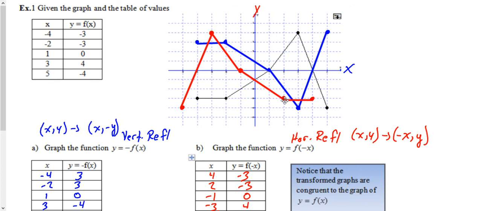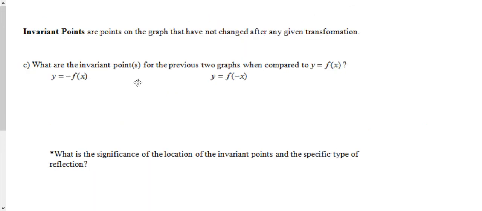Let's take a look at the original versus our horizontal reflection here in red. Do we have any dots that match up? Yes, we do, right here. Even though that wasn't a coordinate found on our table of values, it still matches up. This is still the same coordinate on both graphs. That's 0, negative 1 there.